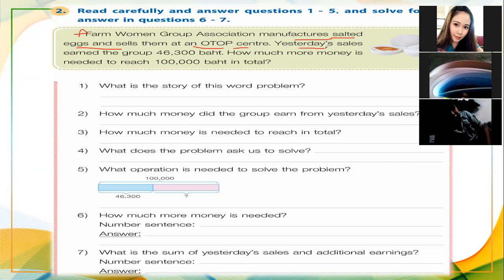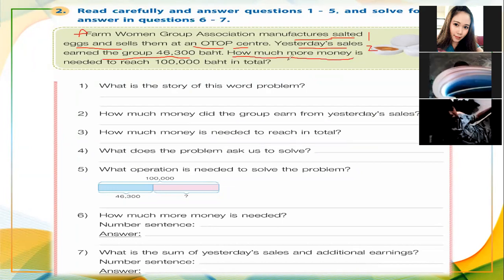Now second thing, yesterday's sales earned the group 46,300 baht. So the association sold eggs yesterday, and how much did they earn? They earned 46,300 baht. Now these are the two things you keep in mind, okay? Now the third one, the question, what they are asking from us. The question is, how much more money is needed to reach 100,000 baht in total? Okay, students, this is the question they are asking us.